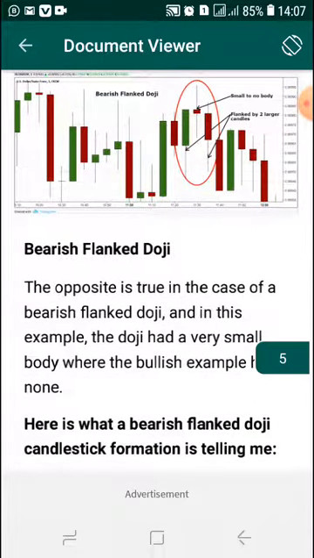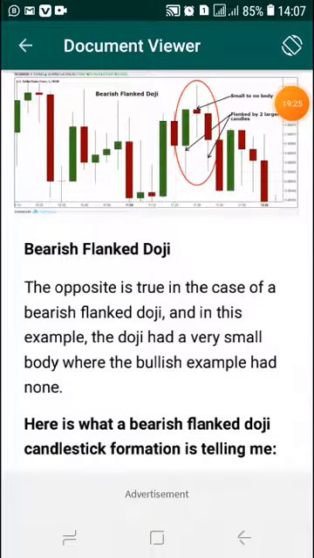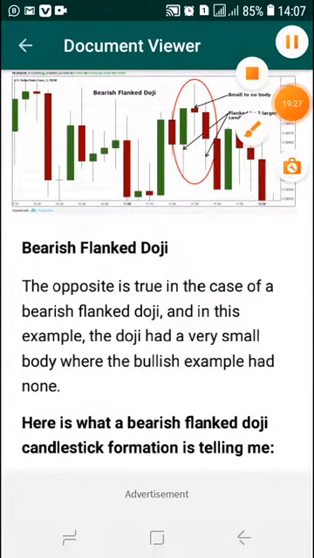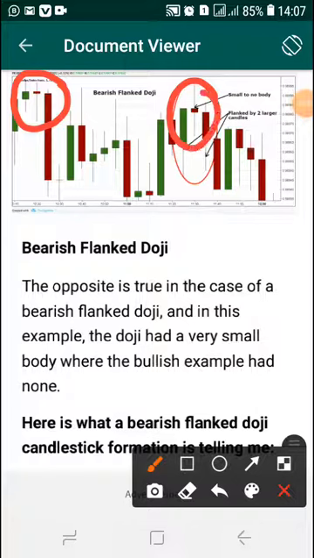So what is a bearish flanked doji? Let me show you here. Here is another one. Here is another one here. You see that? And here is another one here. You see that?